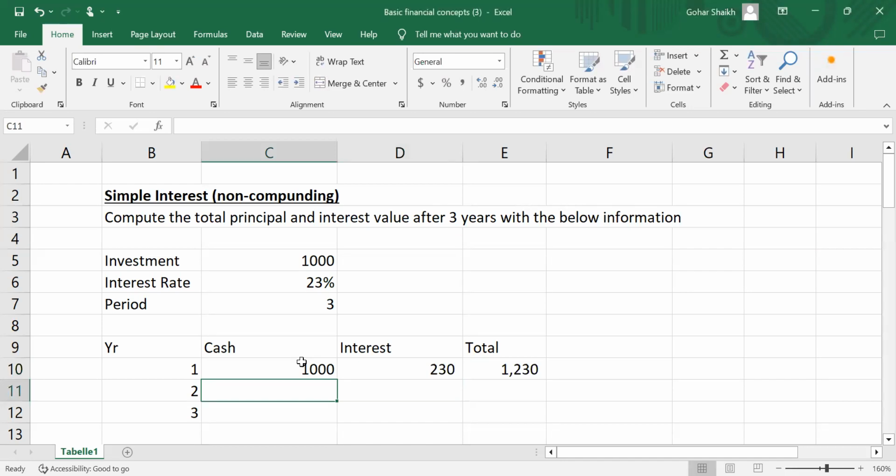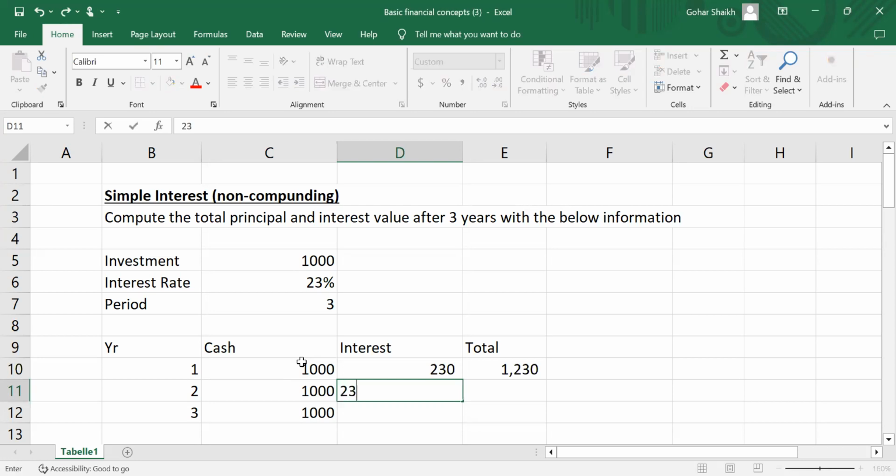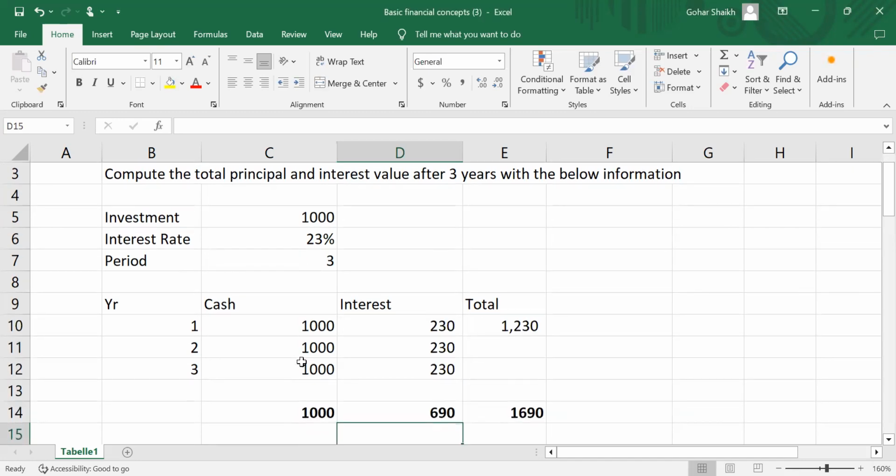Interest amount always remains constant, so we'll write 1,000 over here and 1,000 over here as well because it's not going to change. And we'll get our value as 230 for year 2, 230 for year 3. The total interest is 690 for 3 years, and the principal amount is 1,000, and the total is 1690.